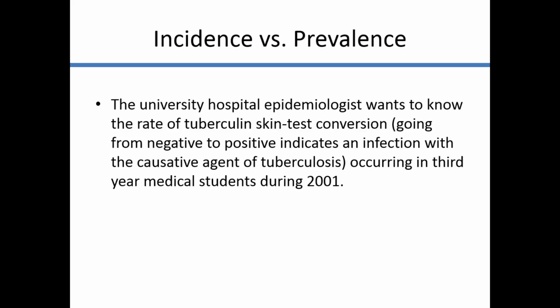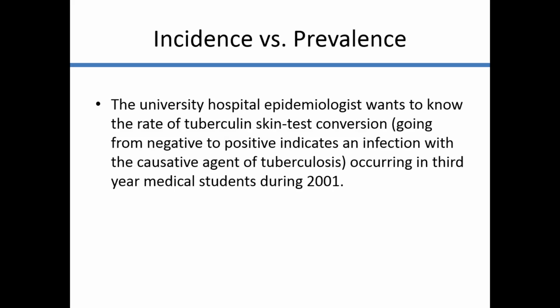The university hospital, this is another example. If you have a question about this, please ask. I haven't really looked at the question box yet, but I will shortly. The university hospital epidemiologist wants to know the rate of tuberculin skin test conversion, that is, going from negative to positive, which indicates an infection with the causative agent of tuberculosis, occurring in third-year medical students during 2001.